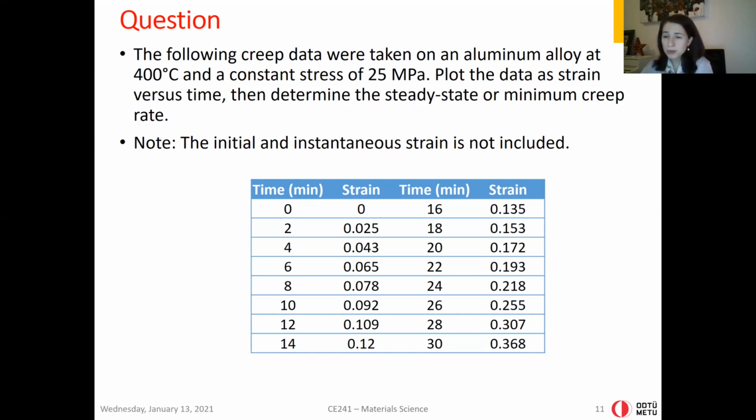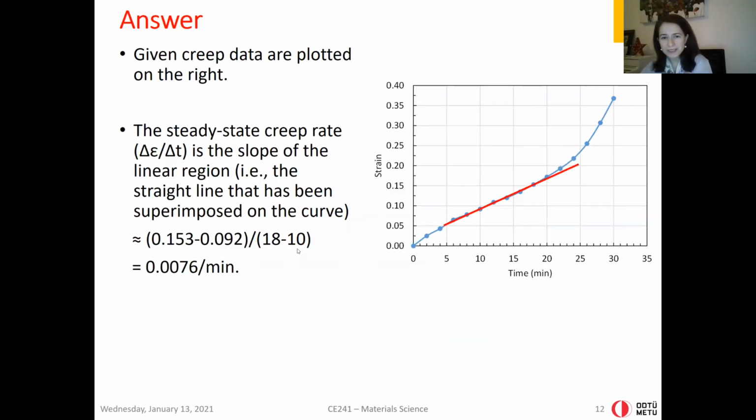So we have a measurement up to minute 30. We have our creep strain, and please plot the data and determine the steady state or minimum creep rate. Okay, let's see what you have done.